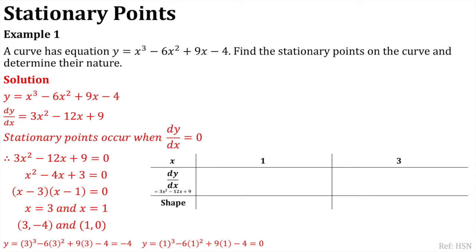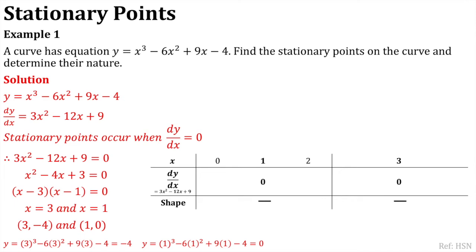So for the points (1, 0) and (3, -4), I know that dy by dx was 0. That's how I got x equals 1 and x equals 3 in the first place, I solved for dy by dx equal to 0. And if I had to substitute 1 back into this expression, I would get 0 out, likewise with 3. So I know that those are stationary points and their gradients are 0 at that point. So I can draw short horizontal lines there.